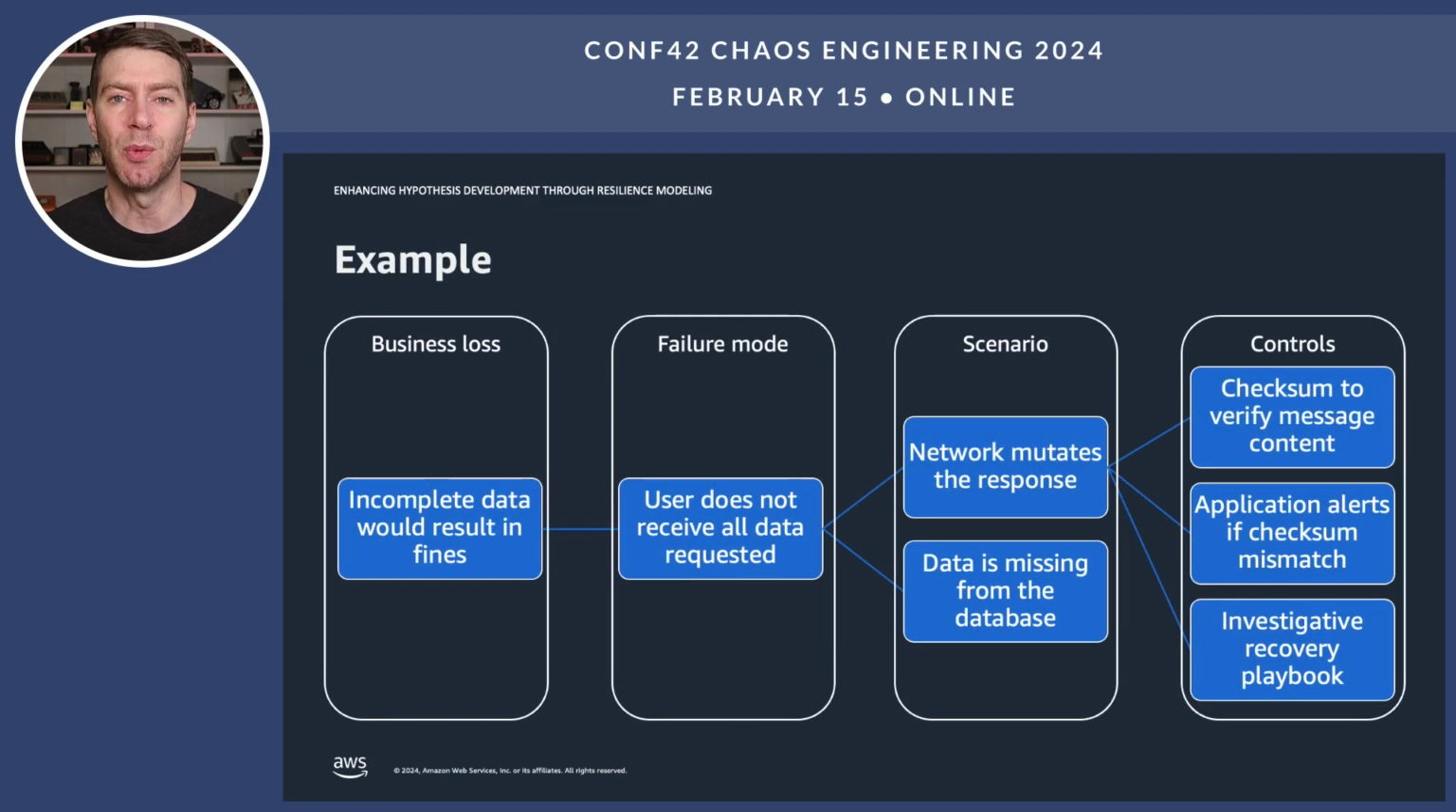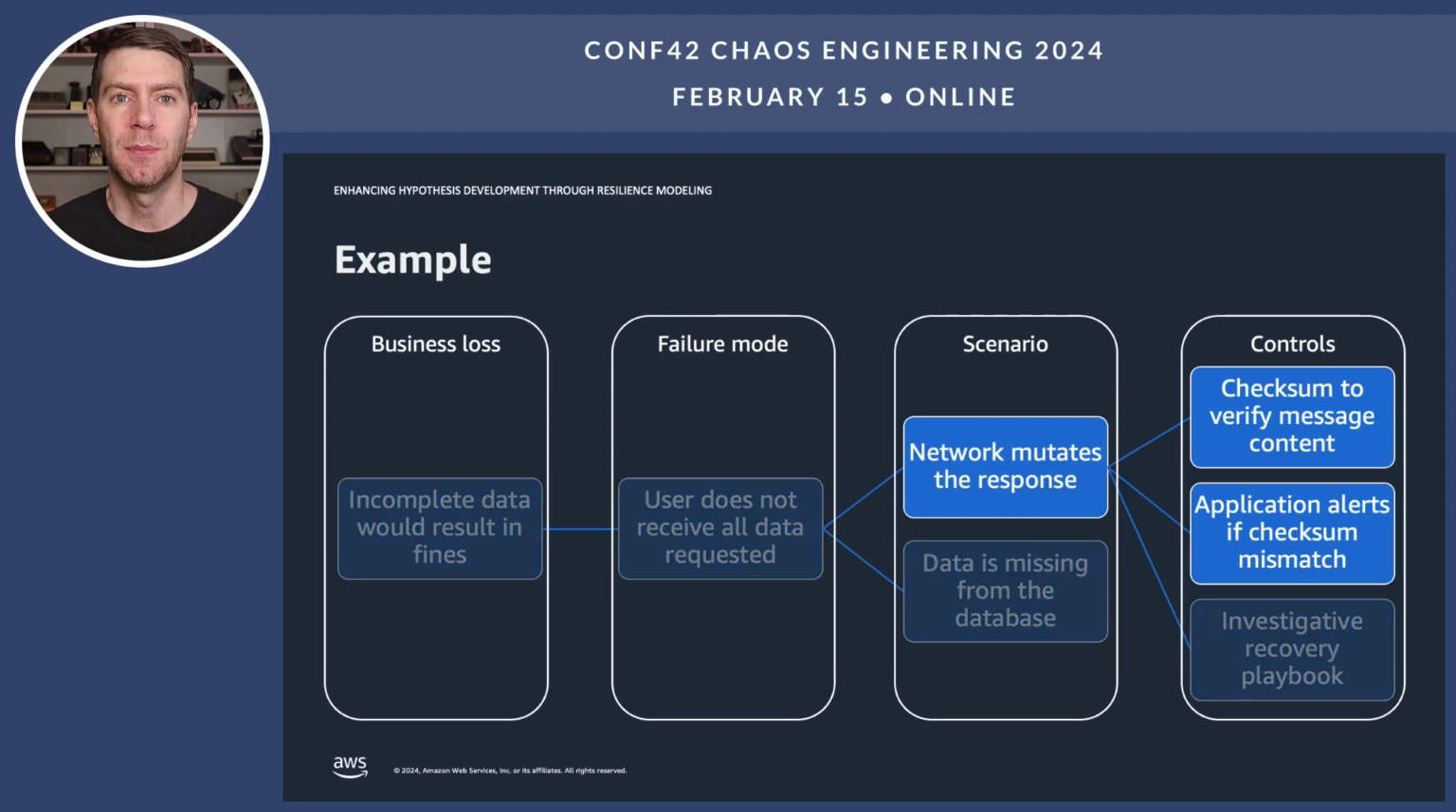So going back to our previous example with the data distribution system, we can start to create high-quality hypotheses from our model. If network mutates the response, then there is a checksum to verify the message content, and application will alert if checksum mismatches. And this then helps us to create a very clear and very testable hypothesis. We understand the scenario we want to test, and we know the controls that are in place for that specific scenario. We can now use this hypothesis in our chaos engineering experiments.